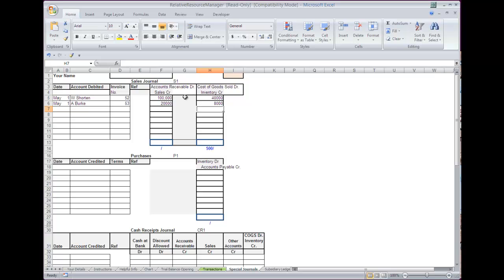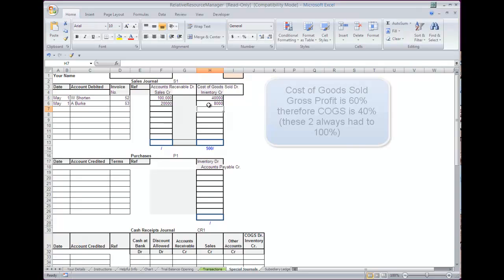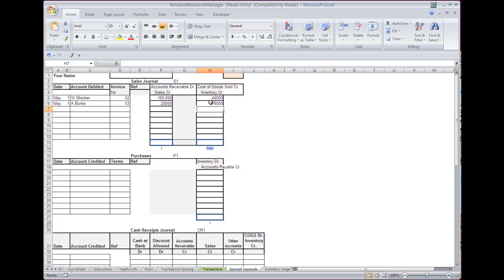So what have we brought to account here? We've brought to account the sale of 20,000, and therefore the corresponding increase in accounts receivable of 20,000. And then because we actually sold something, we need to bring to account what that cost us, and the cost of goods sold was $8,000. So we record the cost of goods sold of 8,000, and correspondingly that means our inventory fell by 8,000.